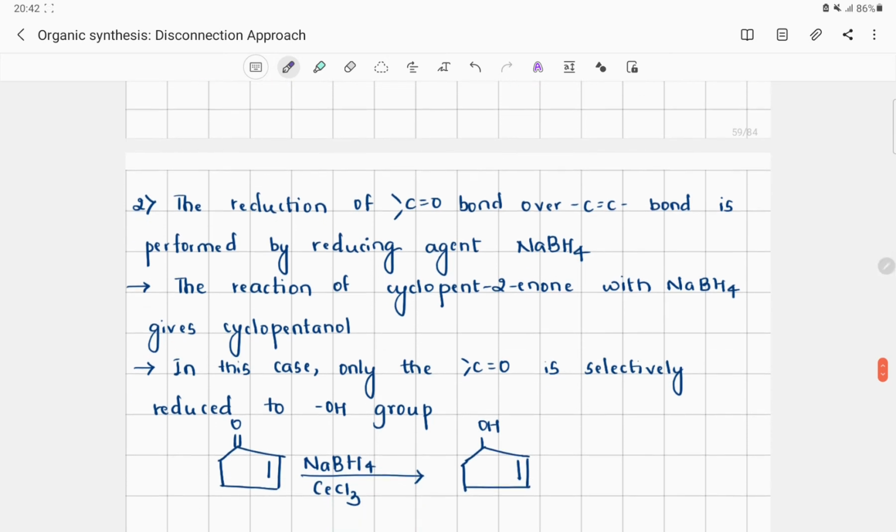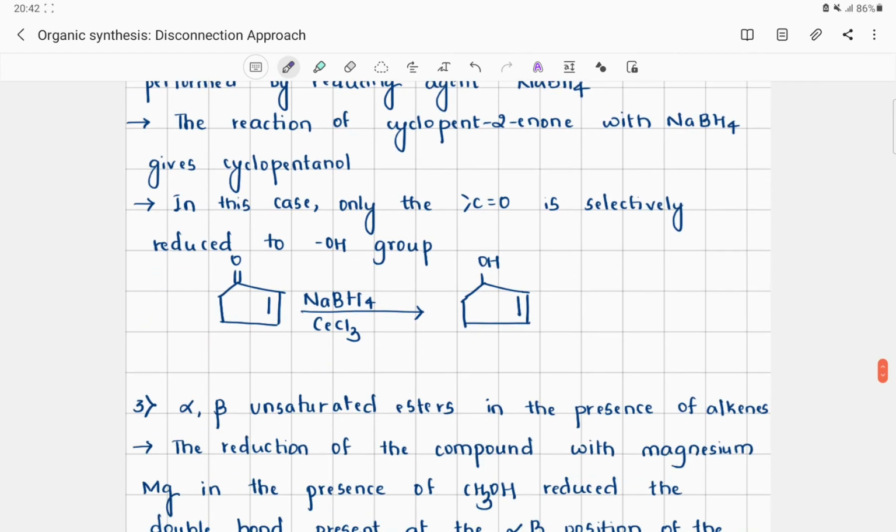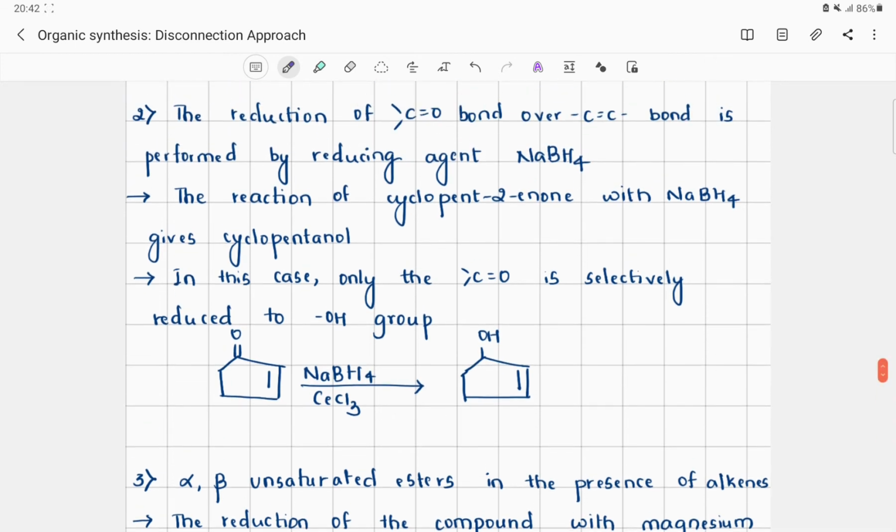Now, for example, in the same cyclopentenone system, I want to react the carbonyl carbon but I want to keep the C=C intact. Then what can we do? The reduction of a carbonyl carbon over C=C is performed by the reducing agent sodium borohydride. So the reagent that we choose here would be sodium borohydride. The reaction of cyclopent-2-enone with sodium borohydride is going to give cyclopentenol. In this case, only the carbonyl group is selectively reduced to an OH group.